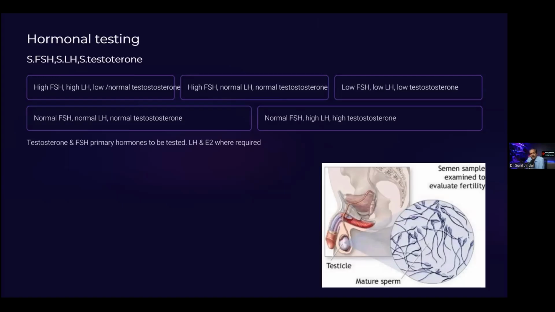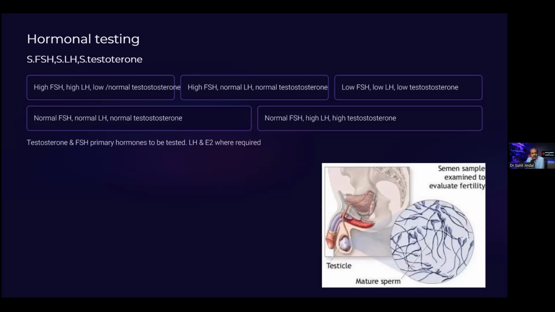Now what happens is that if you have a high FSH and a high LH and a low testosterone, it basically means primary testicular failure. If you have a low FSH, low LH, low testosterone, it means hypogonadotrophic hypogonadism. And if you have a normal FSH, high LH, high testosterone, it basically means there is some problem which is happening with the LH secretion.